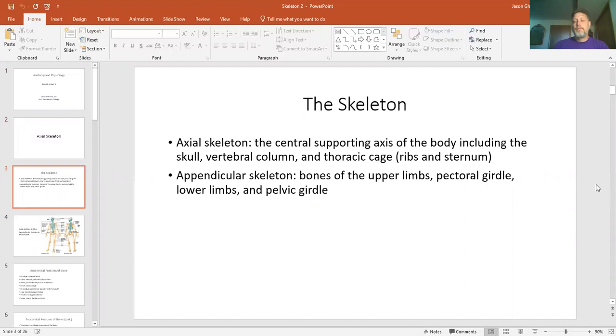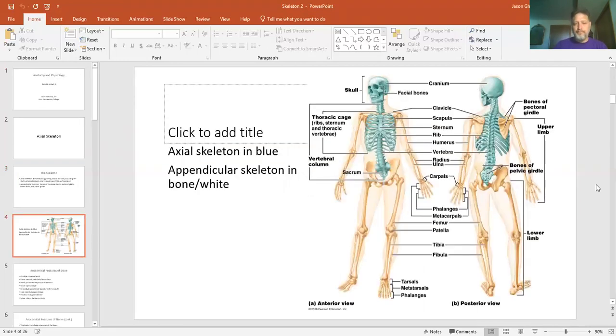The axial skeleton is the middle portion, including the skull, the vertebral column, and the ribs. The appendicular are the shoulders, hips, and then the arms and legs that go with those. Identify them here, with the blue being the axial, and notice the bone colored ones are the appendicular.